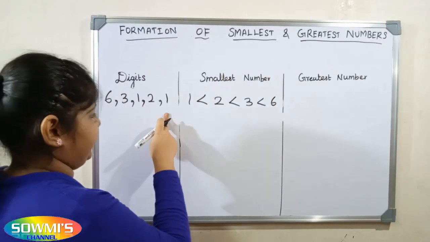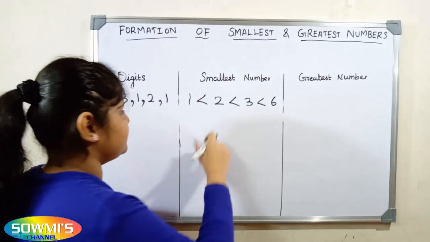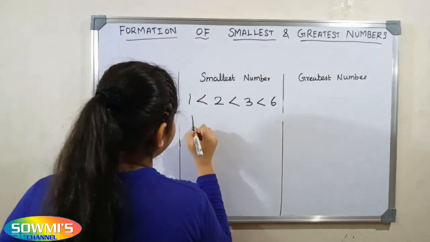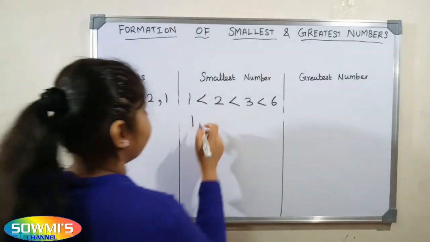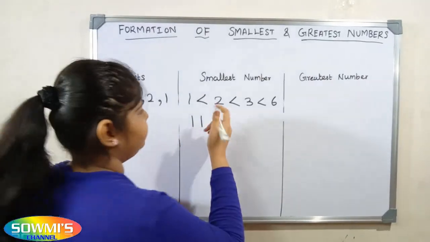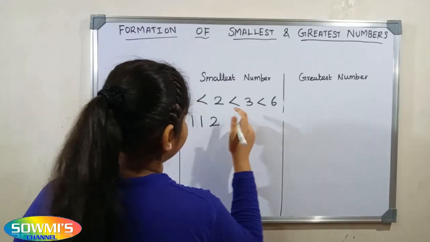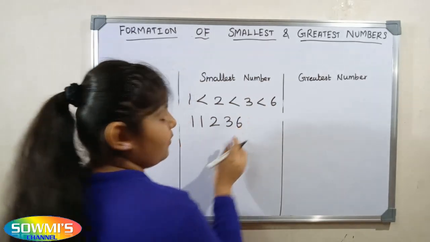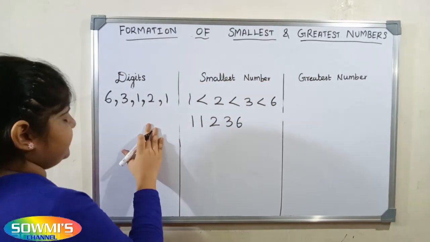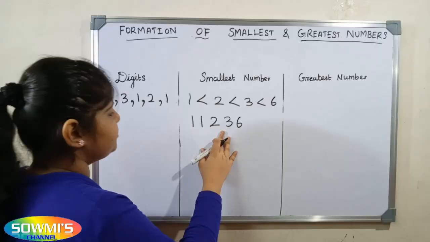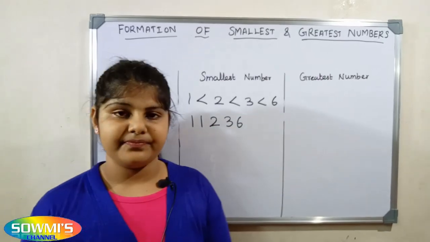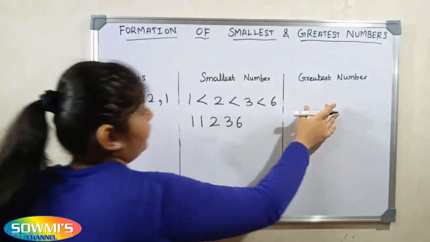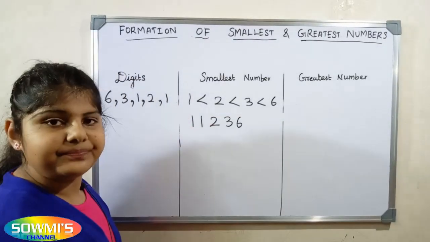Here 1 is repeated. So the smallest number is 1, 1, 2, 3, 6. The smallest number formed by these digits is 11,236.